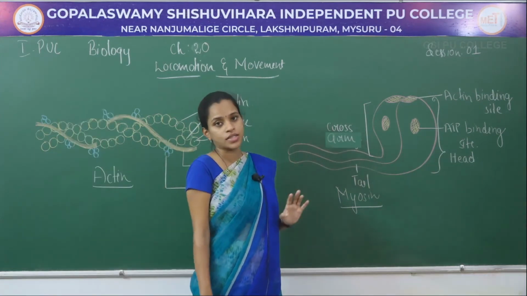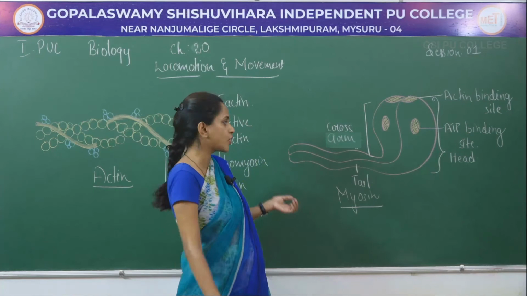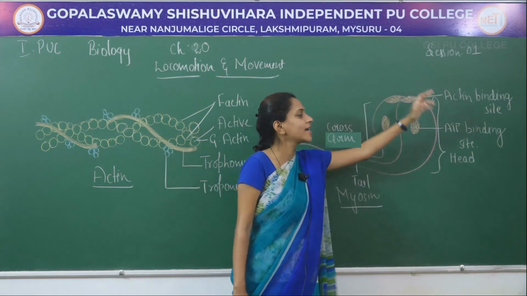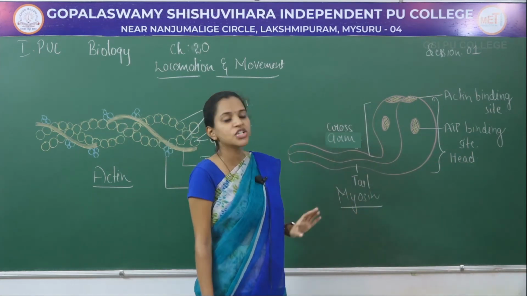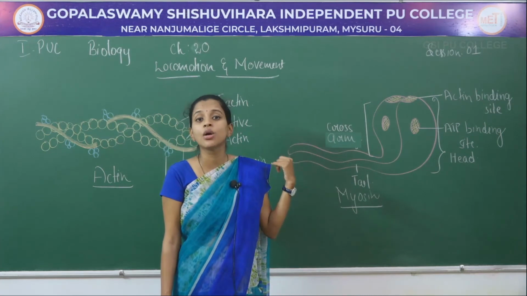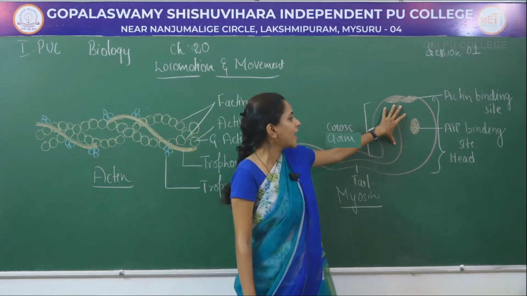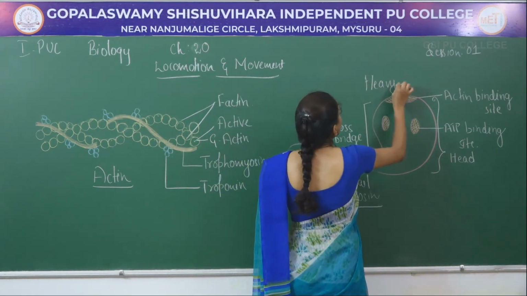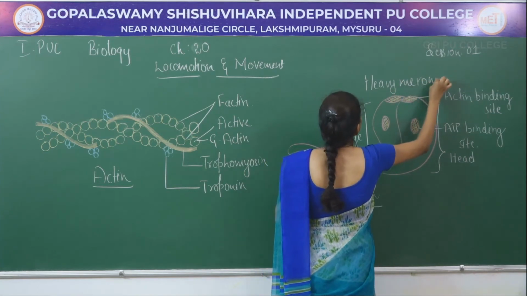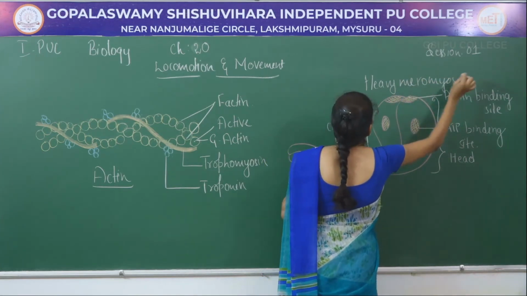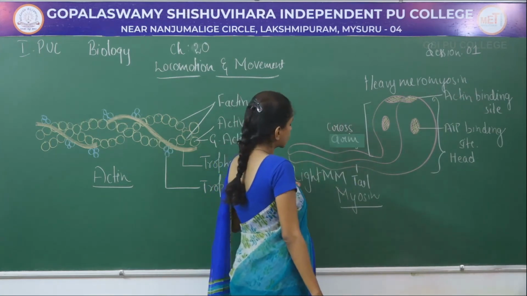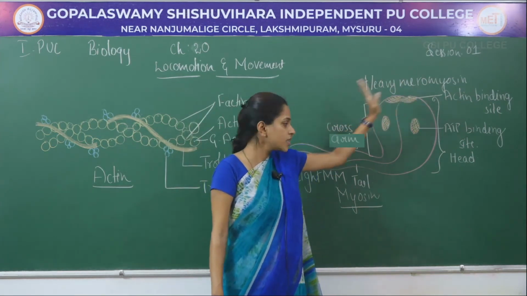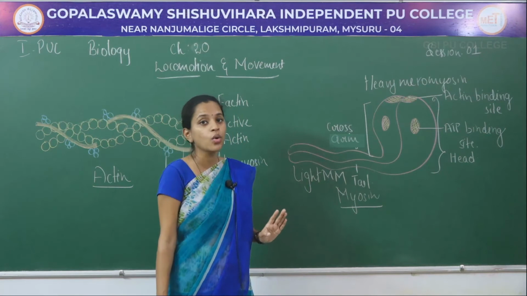Next is about myosin. If you see myosin, it is also a protein structure. Myosin has a tail-like structure and a head-like structure. If you observe the shape properly, it appears to be just like a golf stick. So this head is also called heavy meromyosin, and the tail is also called light meromyosin. The upper one is called heavy meromyosin and the lower one is termed light meromyosin.